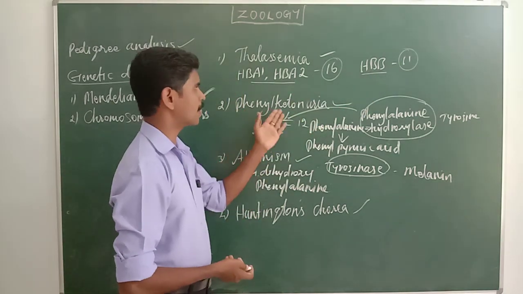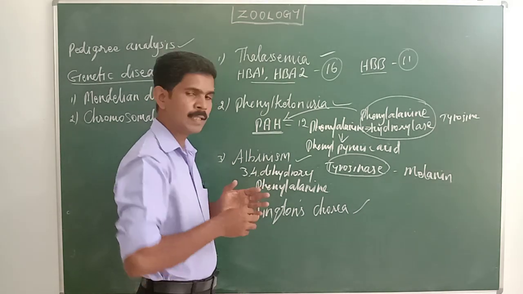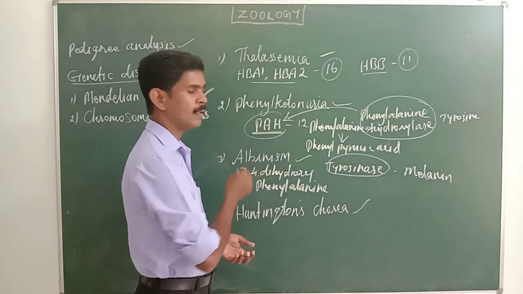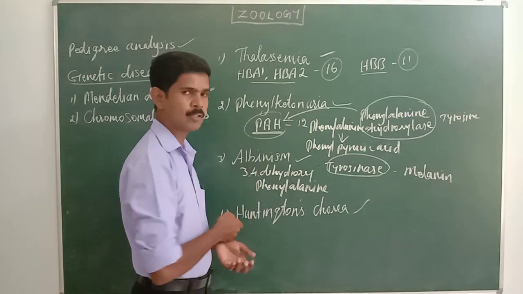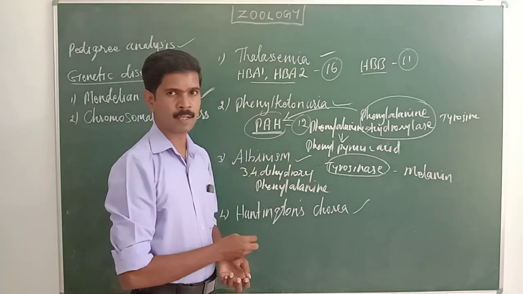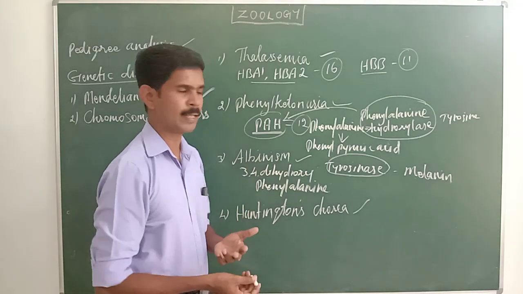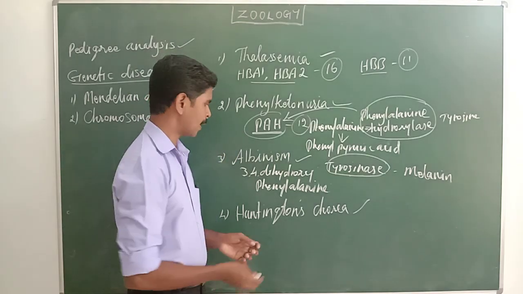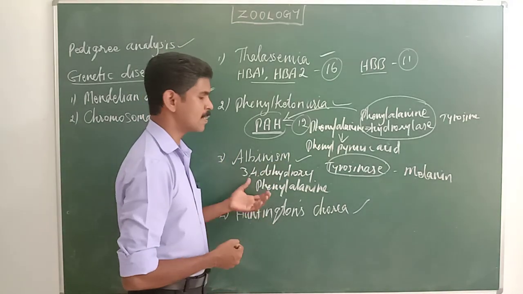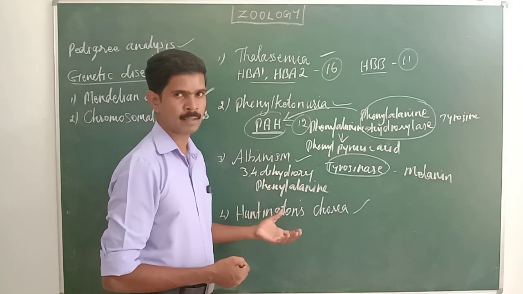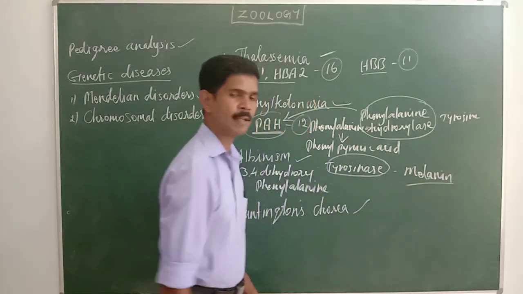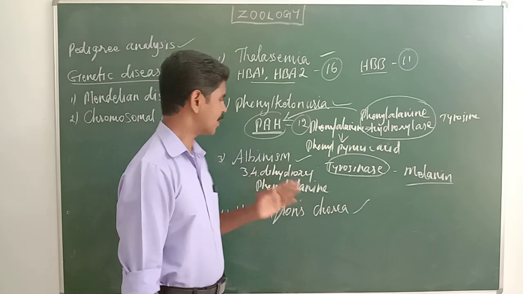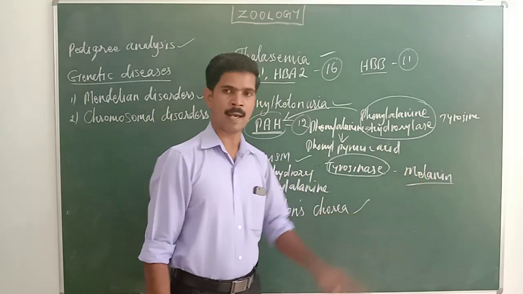Then phenylketonuria: the gene controlling phenylketonuria is called the PAH gene, 1 mark question. And in which chromosome is this PAH gene located? Chromosome number 12. And this gene controls the production of the enzyme phenylalanine hydroxylase. Like that, many 1 mark questions are there in phenylketonuria. And next, albinism. What is the reason for the color of our body? The presence of melanin pigment, 1 mark question. And what is the use of tyrosinase enzyme? Converting 3,4-dihydroxyphenylalanine into melanin, 1 mark question.